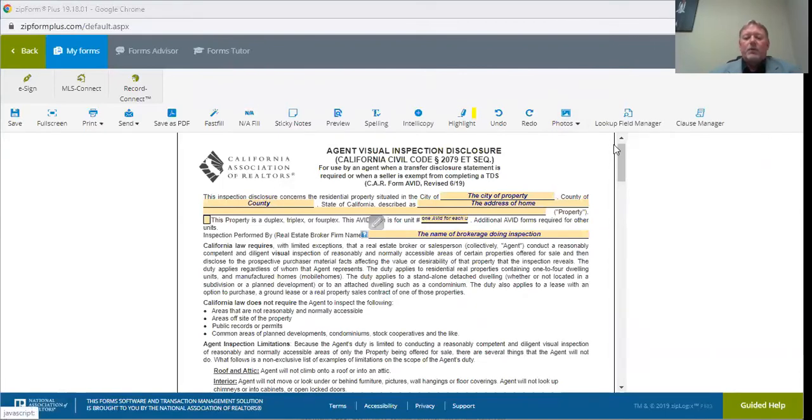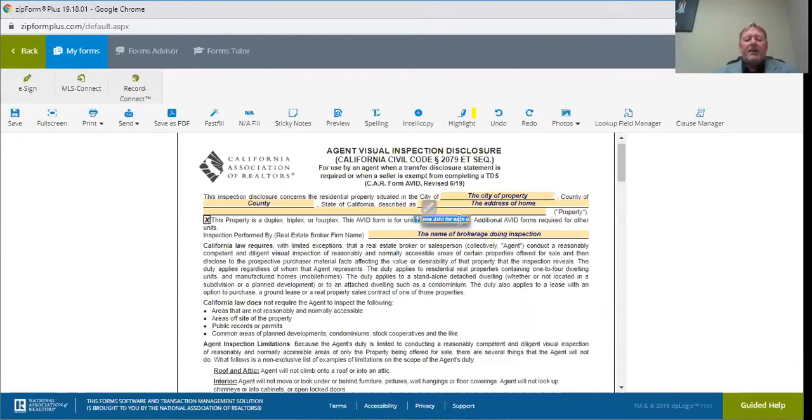So again, we'll go from the beginning. This is the Agent Visual Inspection Disclosure. We always start off with the city of the property address. We also have the county of the property, and then it's in the state of California, and we have the actual property address. If this happens to be a duplex, a triplex, or a fourplex, we always want to mark the box. If this is a multiplex unit, we need to have an AVID for each individual unit that we're going to be looking at.